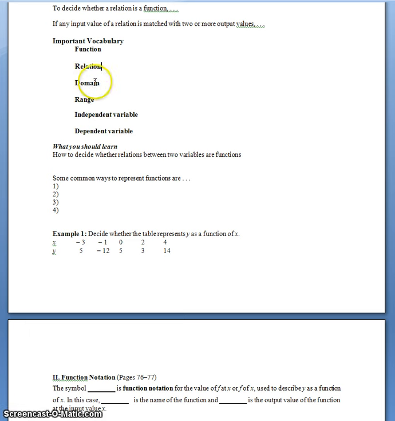The domain of a function is simply all of the values of x in that set of ordered pairs. The range is all the values of y in that set of ordered pairs. The values of x, the domain values, are the independent variable. In most cases that would be x, and the y values are typically called the dependent variable.